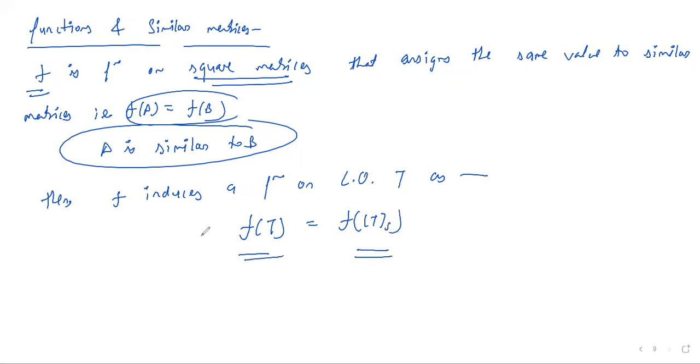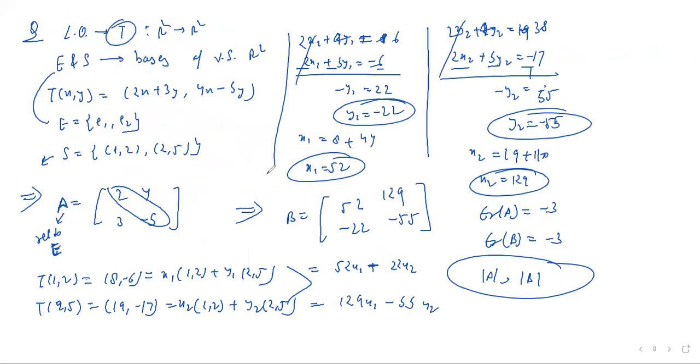That means the function on the linear operator T is equal to the function on the matrix of T with respect to any basis. That is what is the case here: I have the matrix A which is with respect to E, and I have the matrix B which is on the basis S, and these two matrices have the same value of the function, which is the trace, and both have the same trace, minus 3.